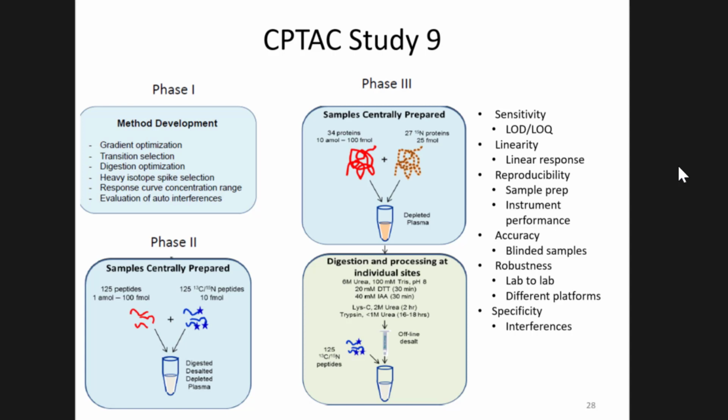And then phase 2, we had these samples centrally prepared where one site had digested, desalted, depleted plasma, and they spiked light peptides in a varying amount and heavy peptides in a static amount over these ranges, and then sent them out to have the calibration curves run at a lot of different sites. Here we had the light protein and the N15 heavy protein spiked into plasma that was not digested, and then generated a response curve with the light peptide where the heavy was fixed. And then those samples were sent to the sites, and the sites did all the sample handling after that.